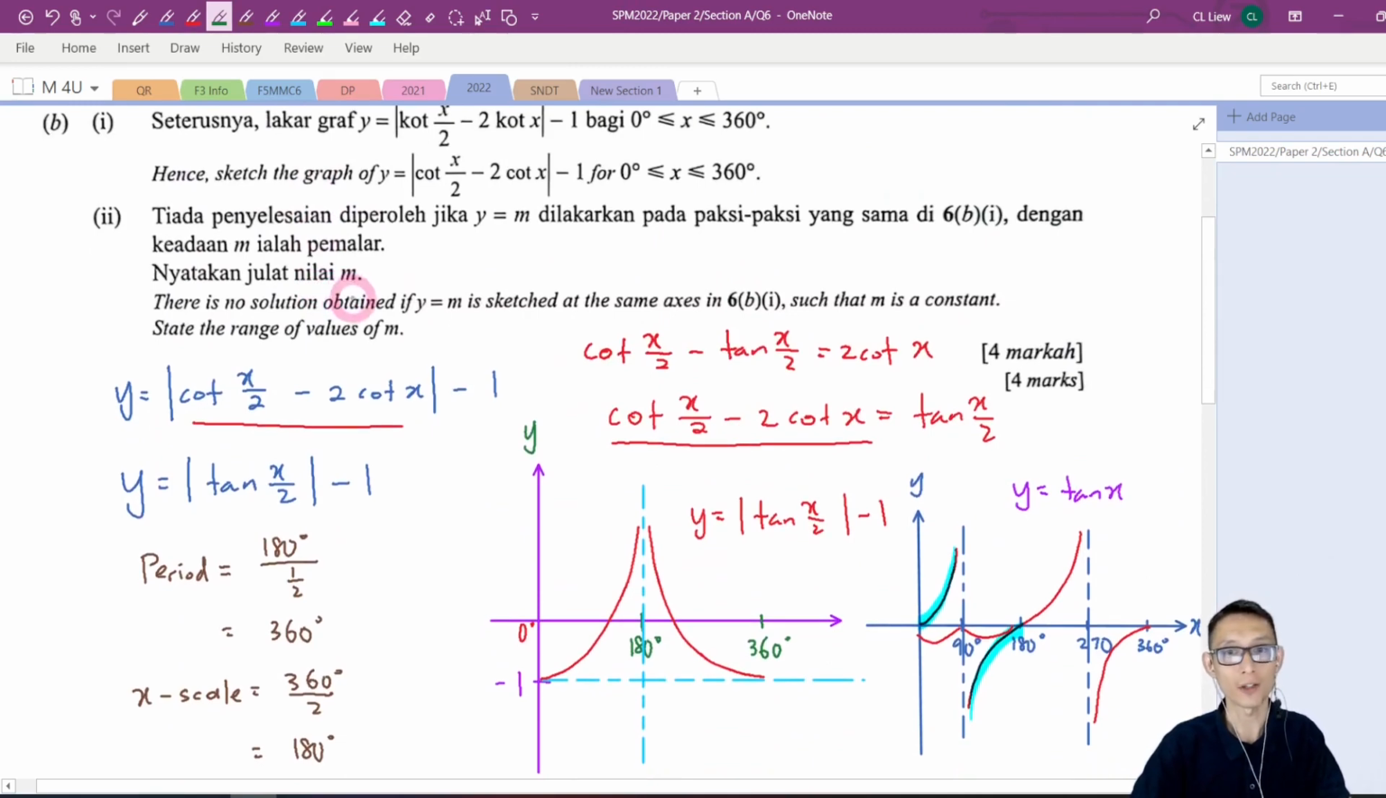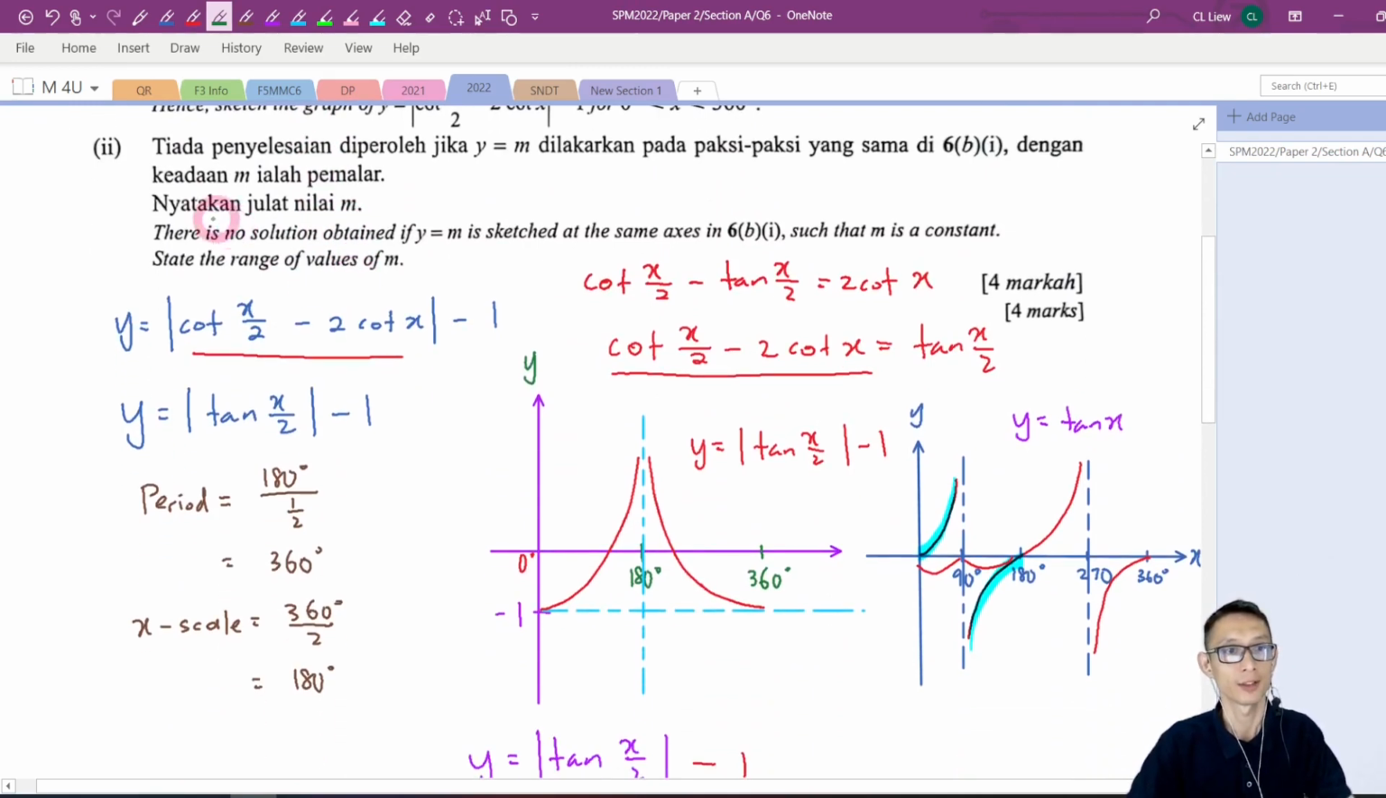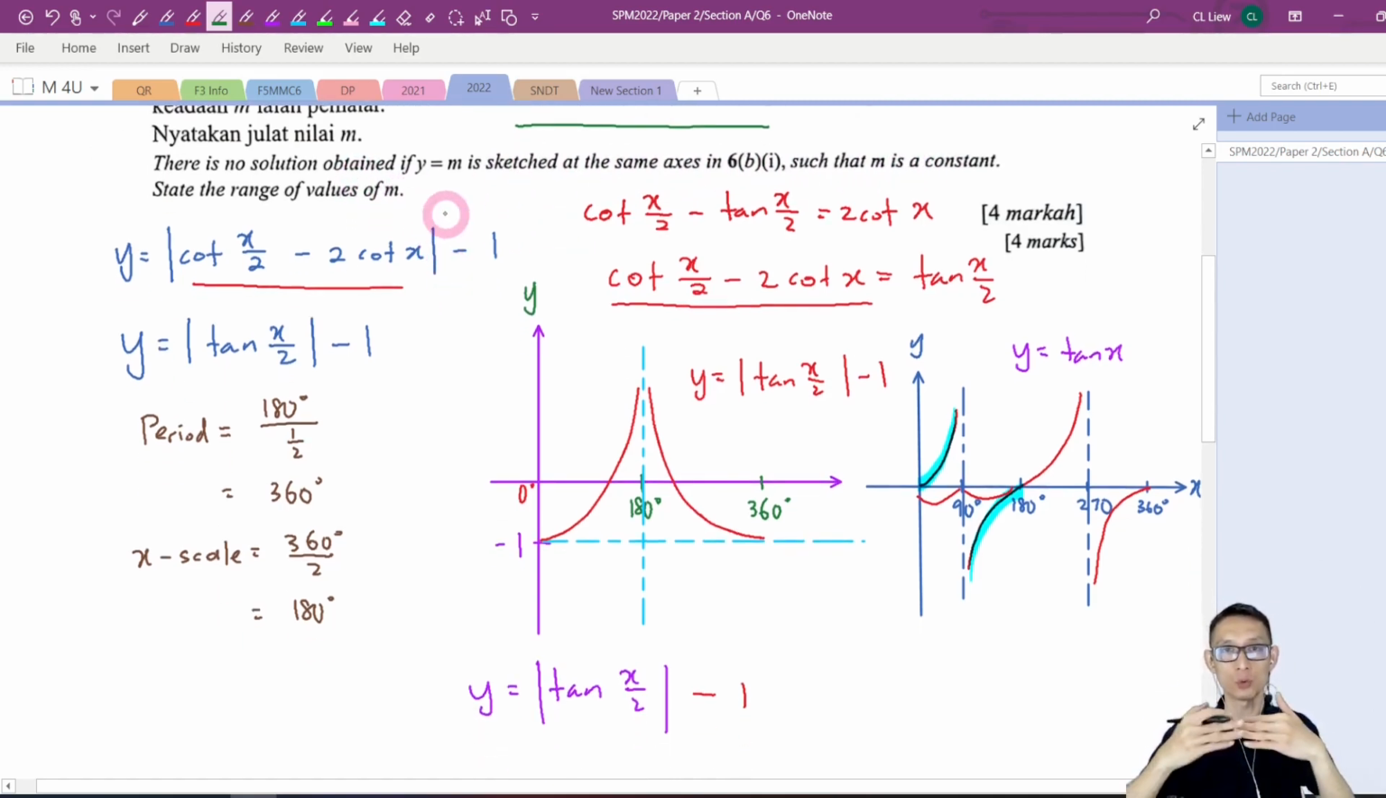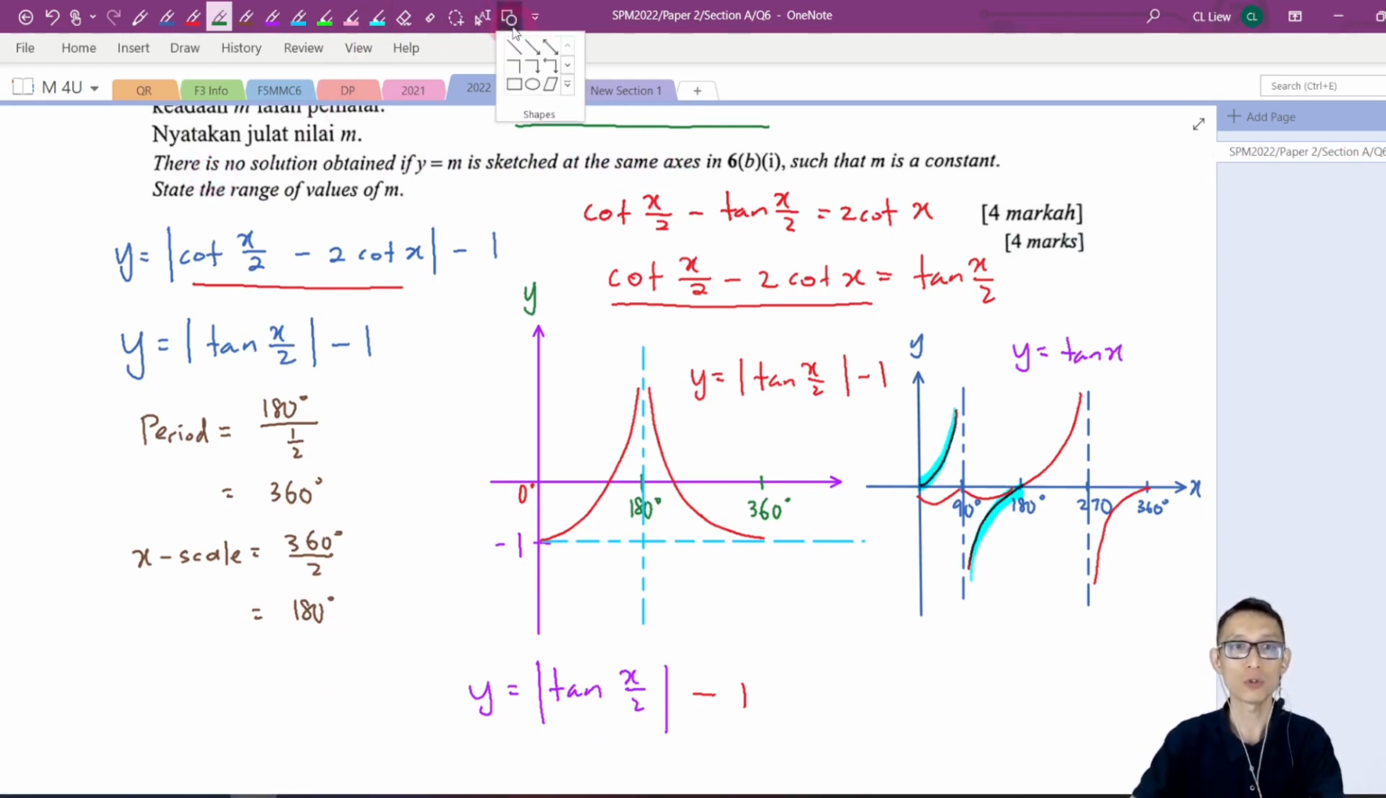Now let's go to the last part. There is no solution obtained if y equals m. So y equals a constant. The line is a horizontal line, right? Parallel to the x-axis. It is sketched on the same axis as in 6b1 such that m is a constant. Set the range of the value of m. Okay, we draw a horizontal line so that it will not have a solution, meaning no intersection point. So try to think how to draw this line.